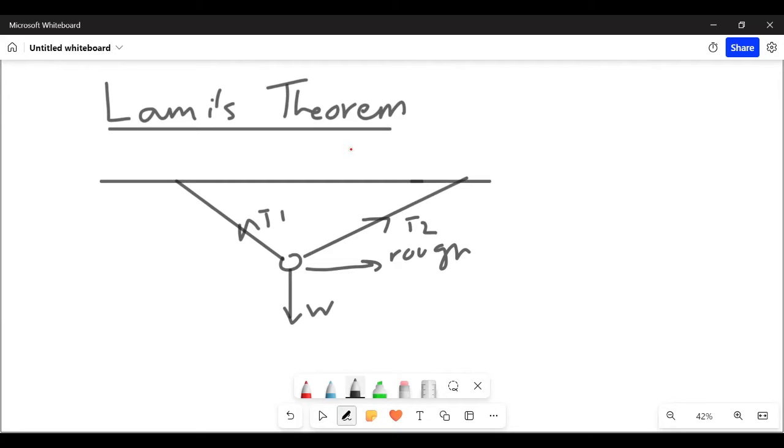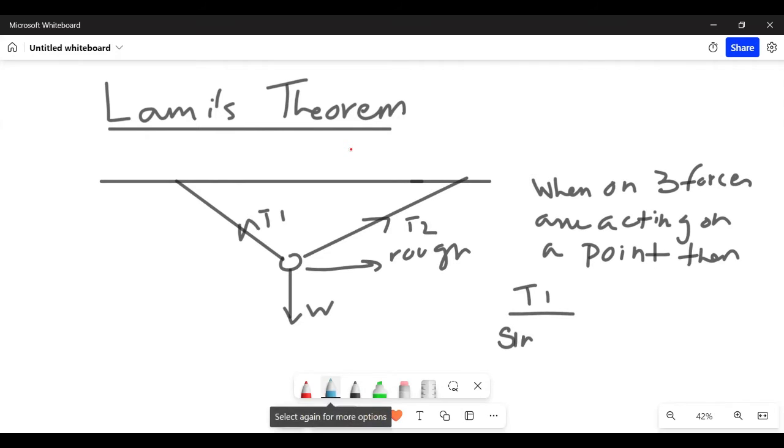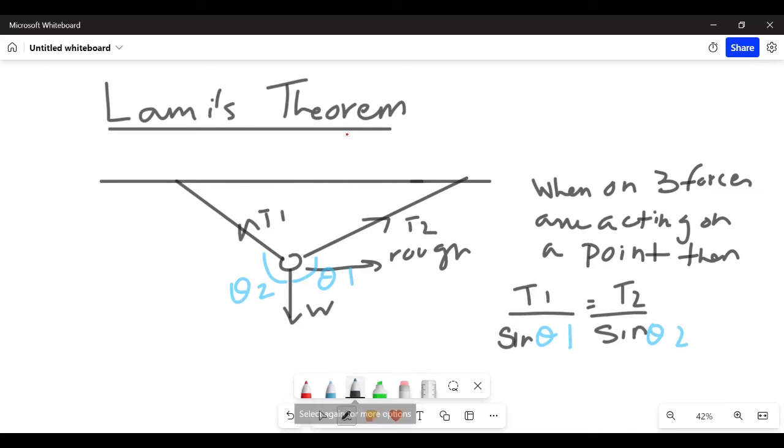So when there are only three forces acting at a point, then Lami's theorem says that T1 upon sine, let's call this angle theta 1, will be equal to T2 upon sine, I'm calling this angle theta 2, which is equal to the third force, which is weight, upon sine, I'm calling this theta 3.